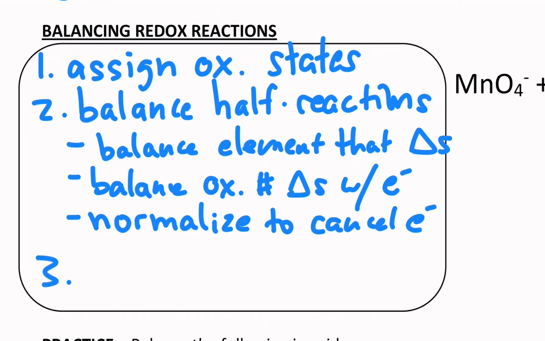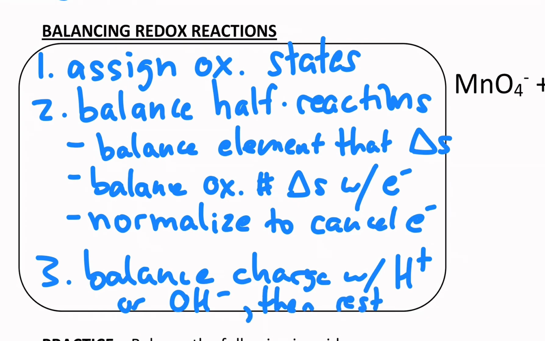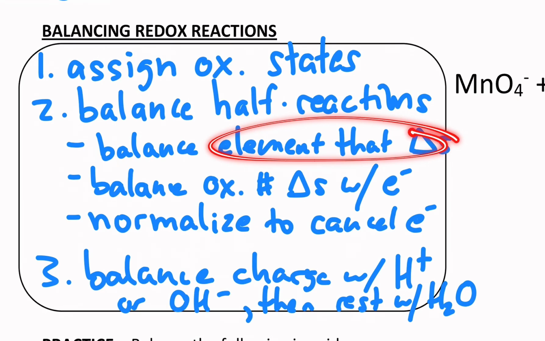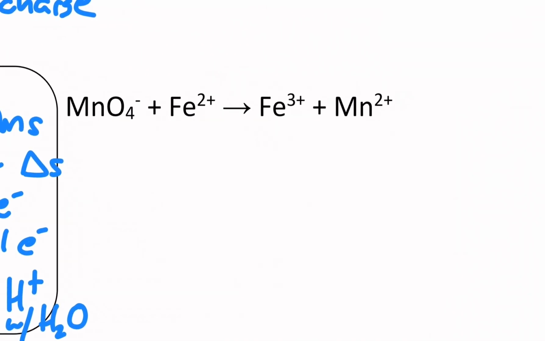And lastly, balance charge with H+ or OH-, depends on if we're in acid or if we're in base, then the rest with water. So we're going to assign oxidation states. We're going to balance the element that changes, balance the oxidation changes with electrons, and then H+ and OH- and the rest with water. So let's do that right now.